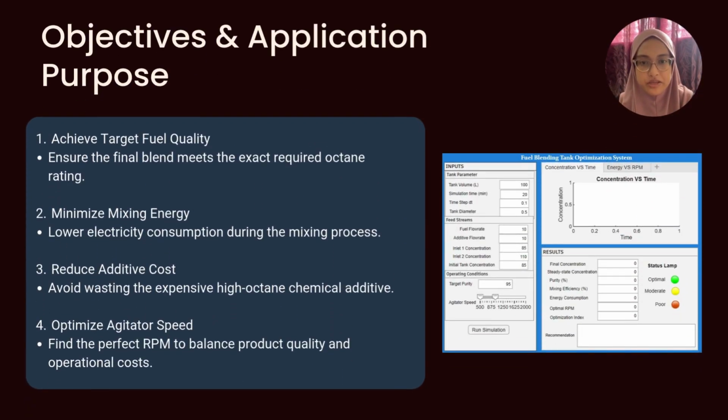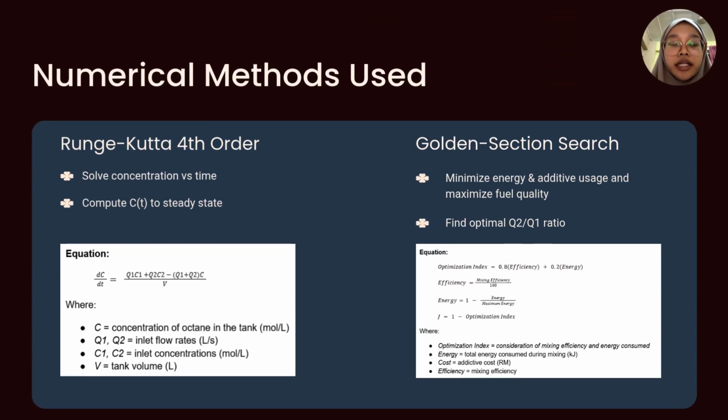The main purpose of our app is to act as a digital troubleshooter that achieves four clear project objectives. First, it helps operators achieve the target fuel quality, making sure the final blend is perfect. Second, it minimizes mixing energy to keep electricity bills as low as possible. Third, it reduces additive costs by making sure the factory does not waste expensive chemicals. Finally, it achieves all of this by optimizing the agitator speed, finding the exact RPM needed to balance good mixing with saving.